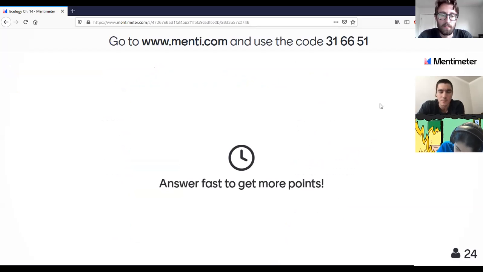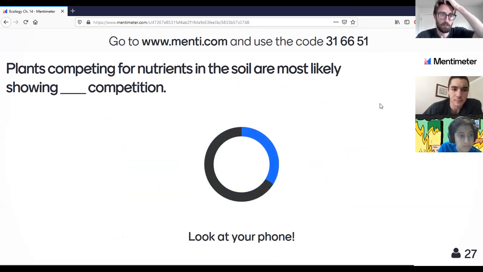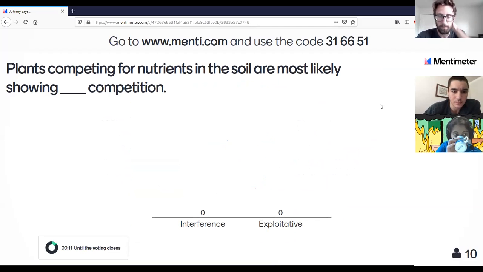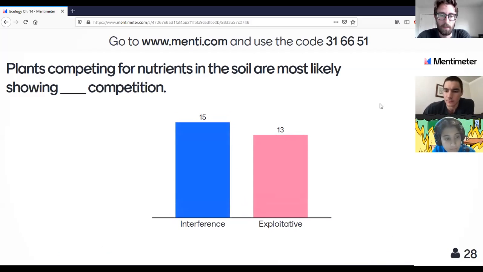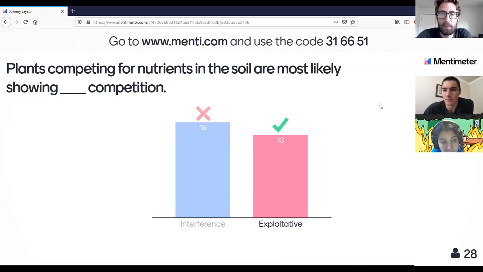All right. Plants competing for nutrients in the soil are most likely showing what kind of competition? All right, interesting. I would say it's most likely exploitative. They're likely affecting each other by just using up the resource. It would only be interference if the plants are basically attacking any competitors, like secreting some sort of toxic compounds from their roots that prevent other things from getting the soil nutrients. That would be an example of interference. But just based on that question, I would have said exploitative. I'll try to make the questions about interference versus exploitative more clear in the future.